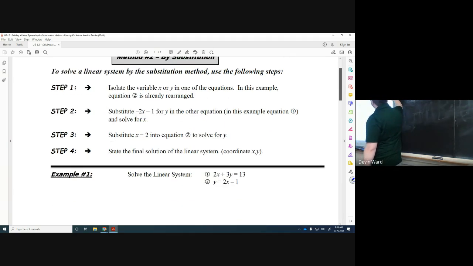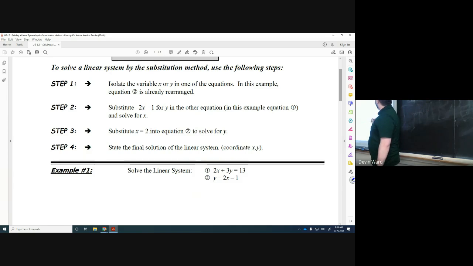Step one is to isolate the variable x or y in one of the equations. So we need to get x or y, it doesn't matter which one, we just need to get it by itself. In the first example, equation 2 is already rearranged, so we're good to go. If you ever have anything in y equals mx plus b form, you have y isolated.